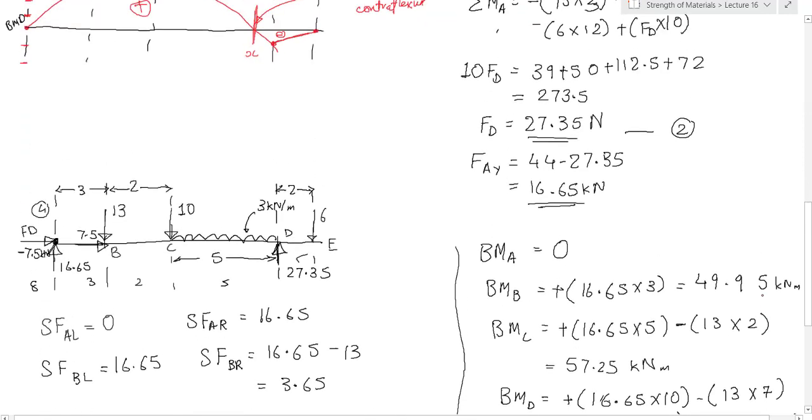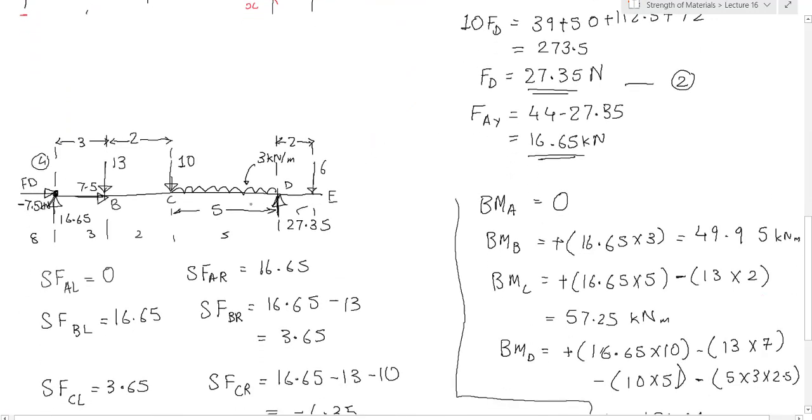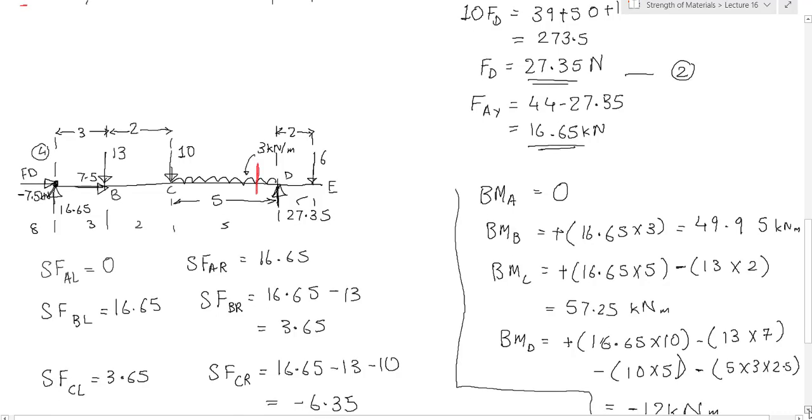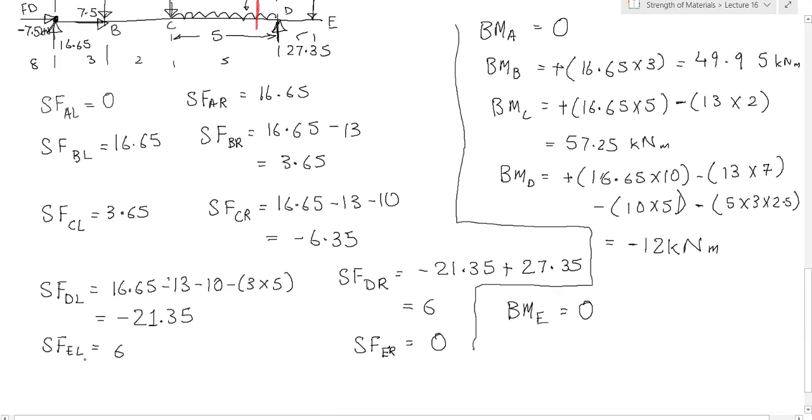Where is this x point? This x point is between point C and D, so it is somewhere over here, right? So we can find out the bending moment over there. How can we find out the bending moment at this x point? I will show you. So the bending moment at this x point will be what?